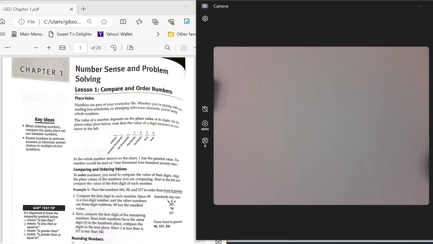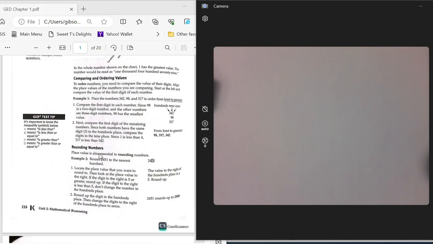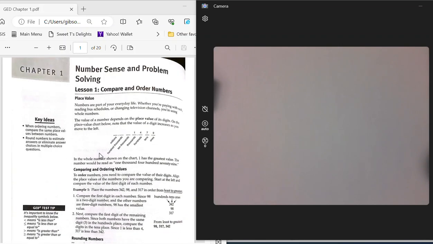Just to go over our key concepts for this lesson, we're going to deal with place value, comparing and ordering values, and rounding numbers. These are our three main concepts that we're going to cover. Now, with place value, if you notice here, we're not dealing with decimals. We're just dealing with whole numbers in front of the decimal. So you would not be using the word "and" whenever you say a number. You only use the word "and" in mathematics to describe a decimal.